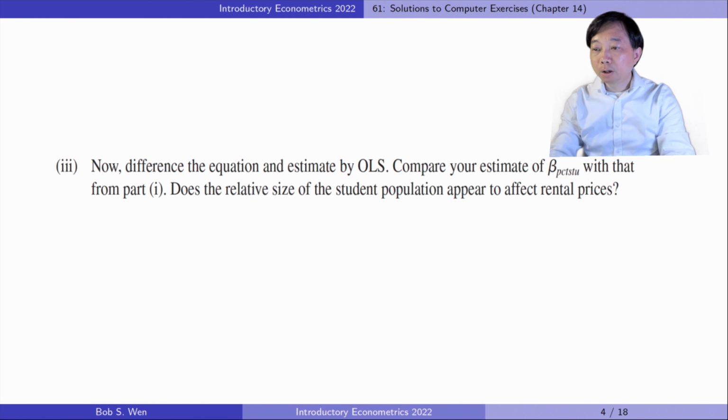In Part 3, we difference the equation and estimate by OLS. Compare your estimate with that from Part 1. Does the relative size of the student population appear to affect rental prices? The first difference equation is as follows.